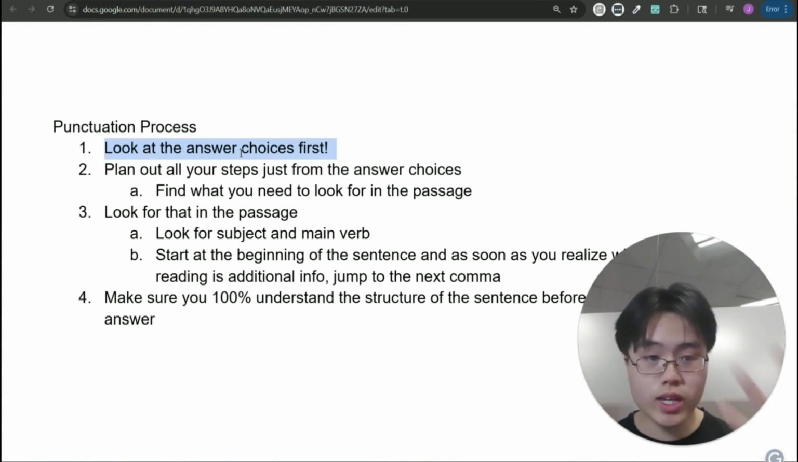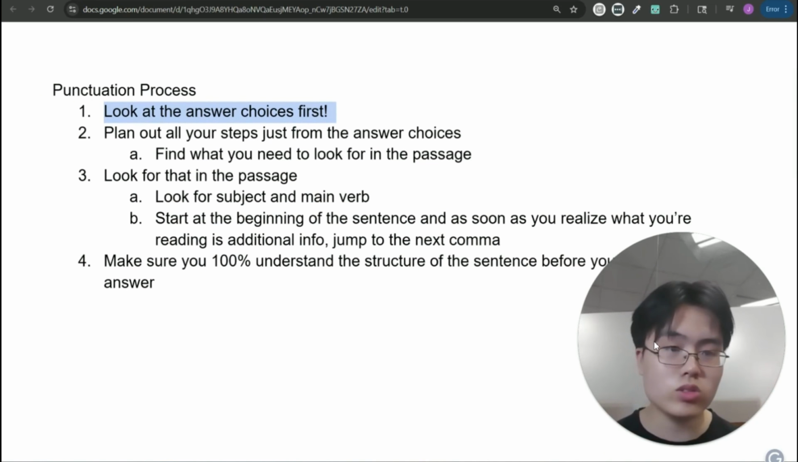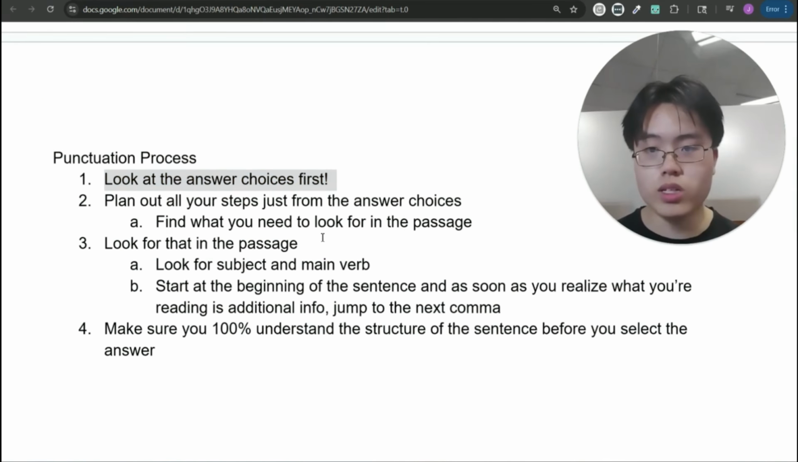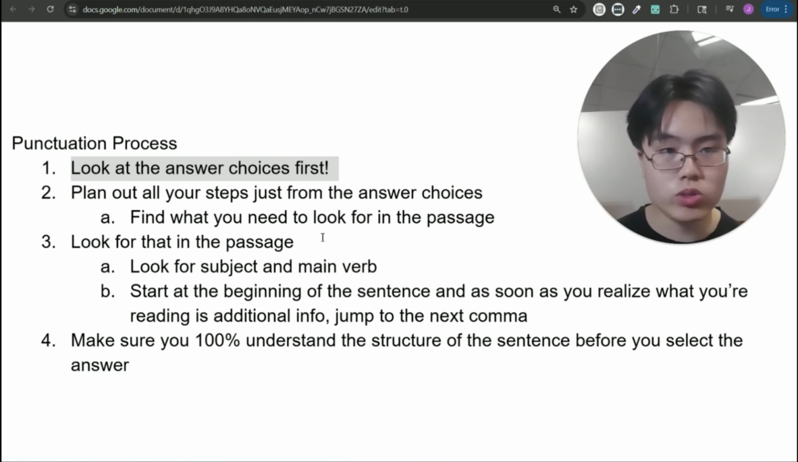Okay, so you look at the answer choices first, always. Just jump immediately to the answer choices. It should be instinct for you. Every single time you go into a grammar question, you just go to the answer choices. Like your eyes just go there every single time.